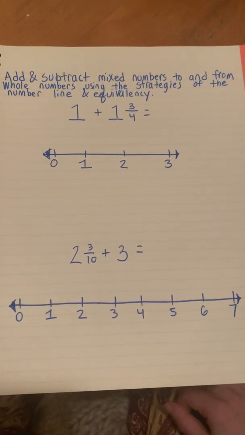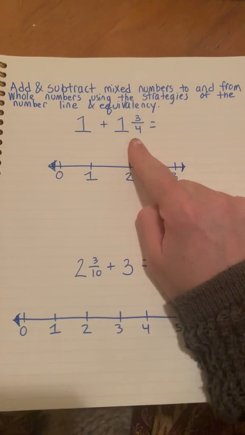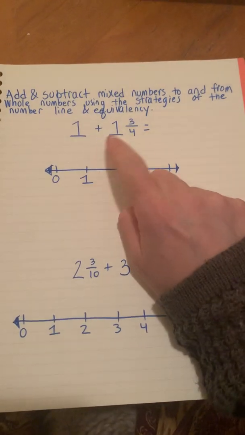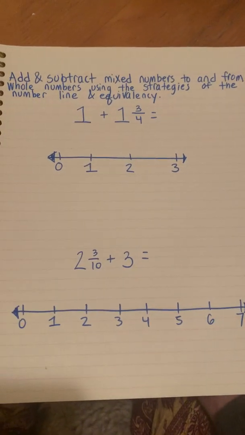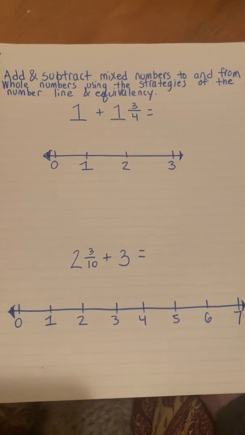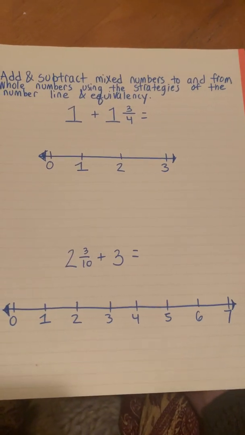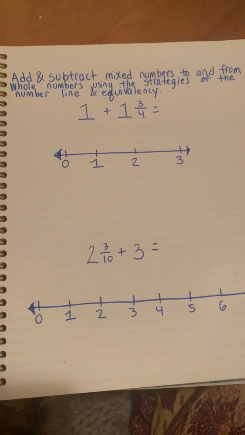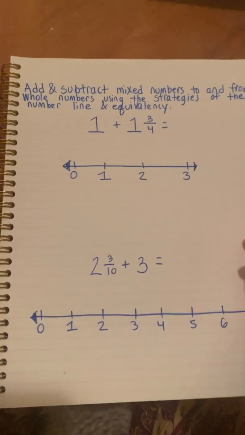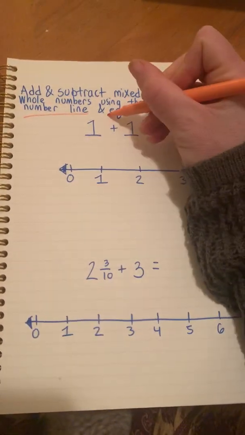I'm going to be teaching you today how to add and subtract mixed numbers to and from whole numbers. So today we're putting together a lot of the things that we've been learning so far. We've added and we've seen some mixed numbers, we've subtracted and we've seen some mixed numbers. And today we're going to put those ideas together, but we're also going to use some new strategies. So today we're going to use the strategies of the number line and equivalency.